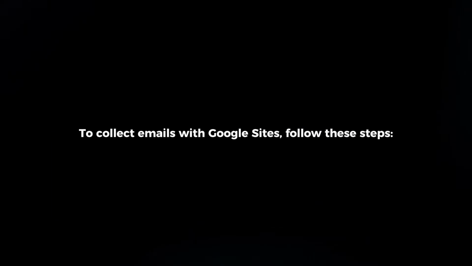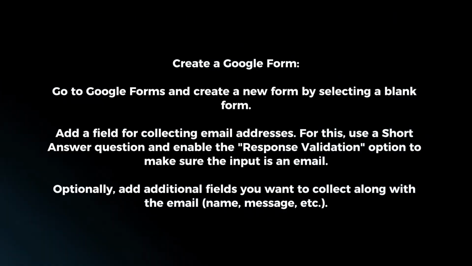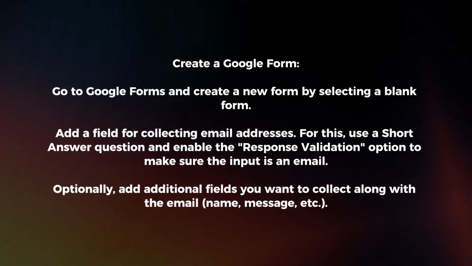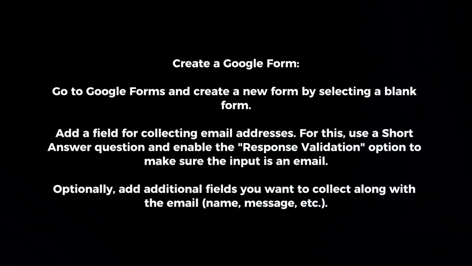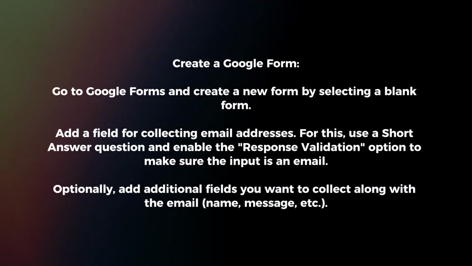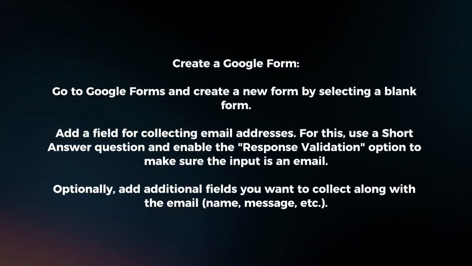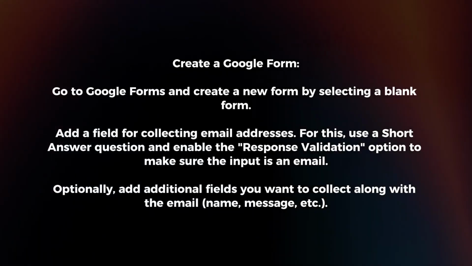To collect emails with Google Sites, follow these steps. Create a Google Form. Go to Google Forms and create a new form by selecting a blank form. Add the field for collecting email addresses. For this, use a short answer question and enable the response validation option to make sure the input is an email. Optionally, add additional fields you want to collect along with the email.